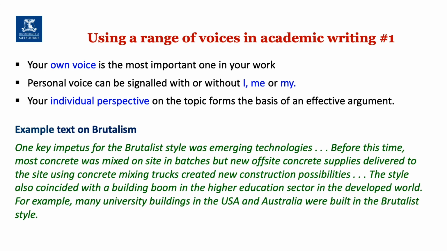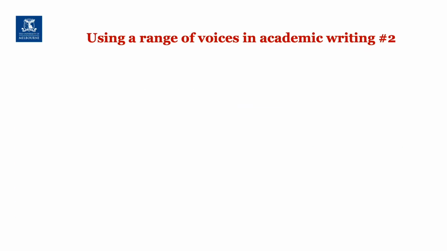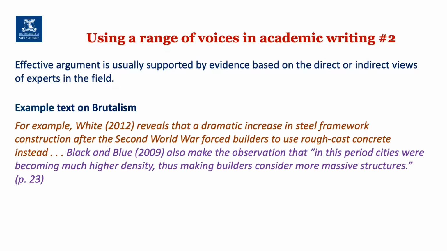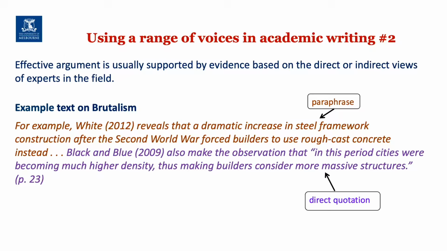In the sample text, the writer's personal voice occupies most of the paragraph and is especially prominent at the beginning and end of the paragraph. The main point in this paragraph is the reason for and extent of brutalism. To further develop your argument, you need evidence to support it. This is usually supplied by the direct or indirect views of experts in the field. In the sample paragraph, expert views are expressed in the form of one paraphrase and one direct quotation.